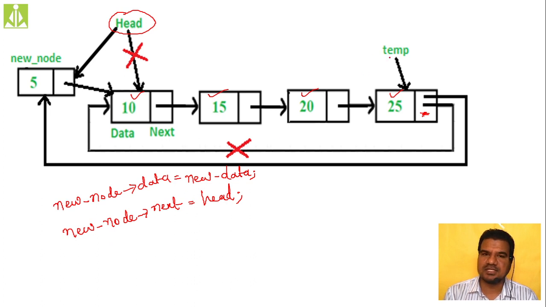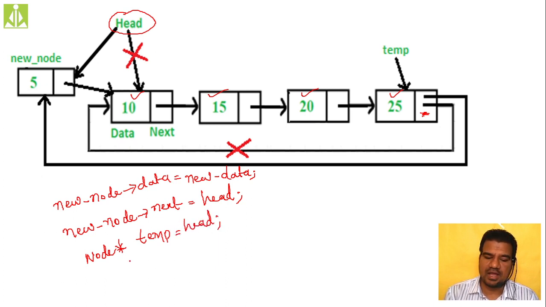So how can we create this temporary pointer? It is a pointer. Okay, it is not a complete node, it is just a pointer. So how can we create it? Node star, because it is always pointing to nodes. So Node star temp equals head. Simply make it head first.